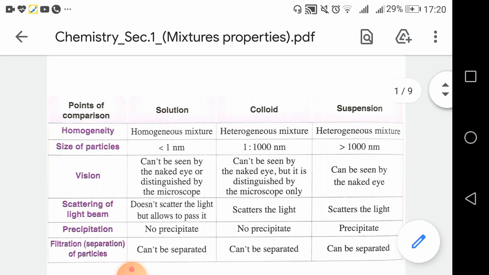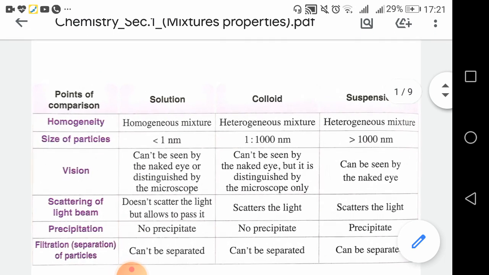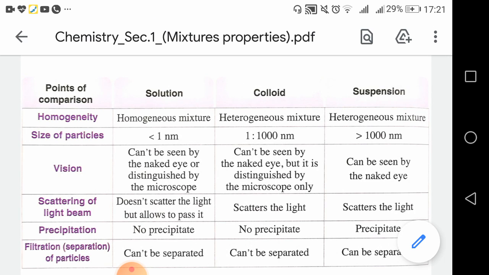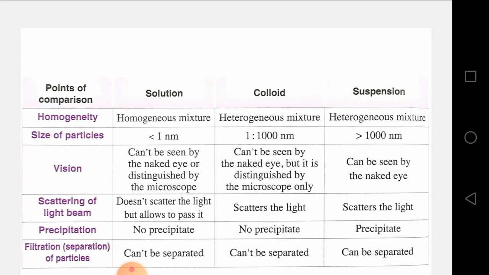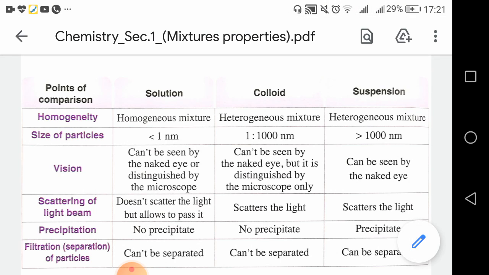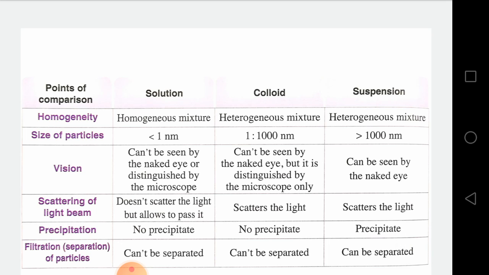In this lesson, we will talk about the main features or the main properties of each mixture type: solutions, colloids, and suspensions. From this table, we can summarize these features for each one. Firstly, when we talk about homogeneity, a solution is a homogeneous mixture, while colloids and suspensions are heterogeneous mixtures.